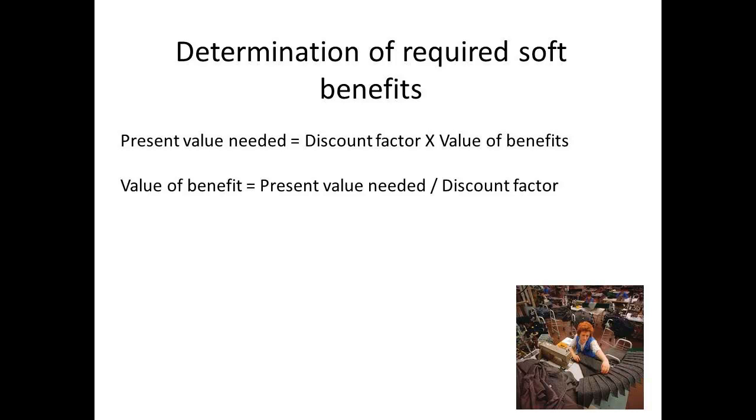The determination of the soft benefits is bound to be something of an estimate, but is often done as a requirement when a project does not reach a required present value. The procedure is to look at the present value that would be needed and to multiply the value of the benefits by the discount factor. So, to determine the value of a benefit that would be needed, we take the present value needed and divide by the discount factor.